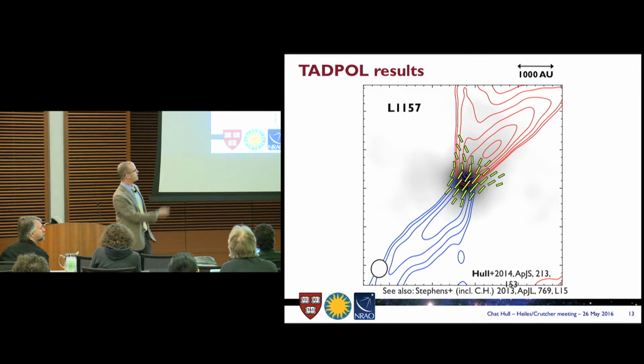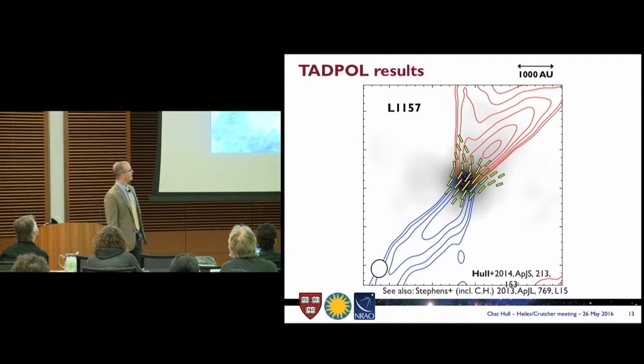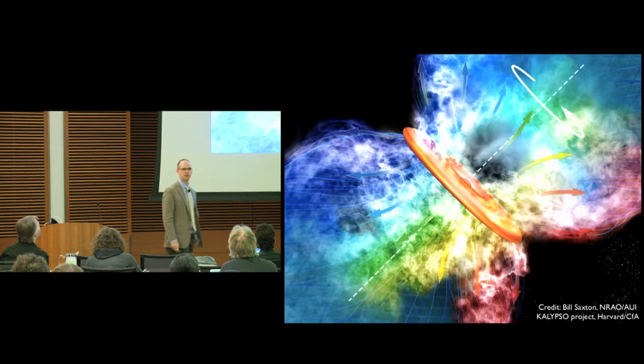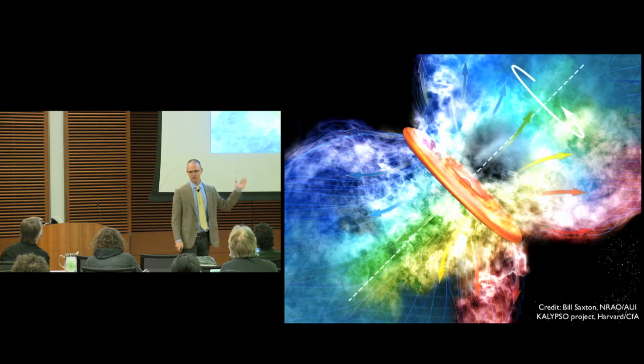This is L1157. This is one of the very few hourglass sources we saw in our CARMA survey of magnetic fields in these class 0 protostars. You have the hourglass here, nicely lined up with the outflow, and if you do the Carl Heiles blink comparator, you see that it really does look like the artist's rendition. That was the second object we looked at. The first one was IRAS 4A, which also had an hourglass, and then basically nothing else did after that.